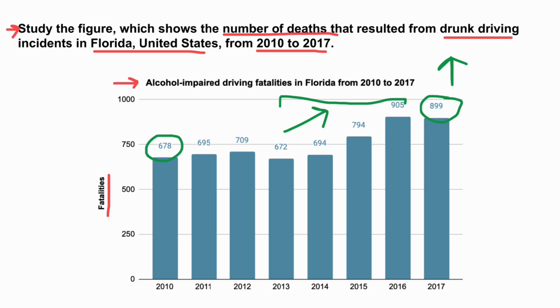So where do I find my exceptions? I look at these years. There is a decrease here between 2012 and 2013. There is also a decrease here between 2016 and 2017. So I can pick either time period to talk about it.